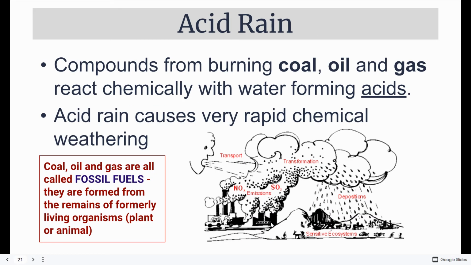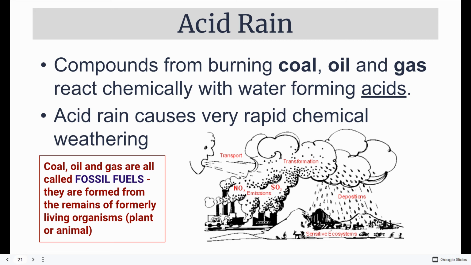Acid rain. Remember those fossil fuels? Coal, oil, gas. A fossil fuel is anything that comes from a living organism. So things that used to be alive and now are dead. Again, we talked about these a little bit during geologic time. Living things die, they get buried, they get compressed, and they're going to become some type of coal, oil, or gas. Those are going to react chemically with water and form acids.